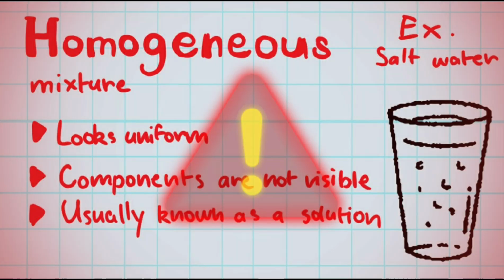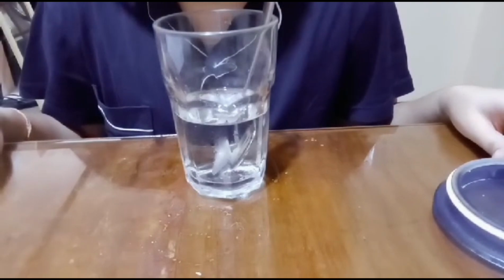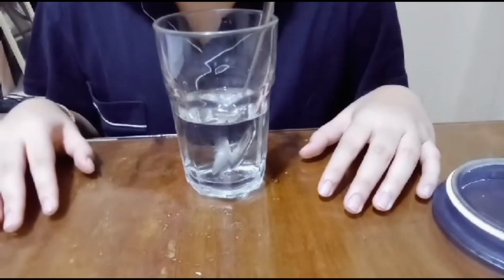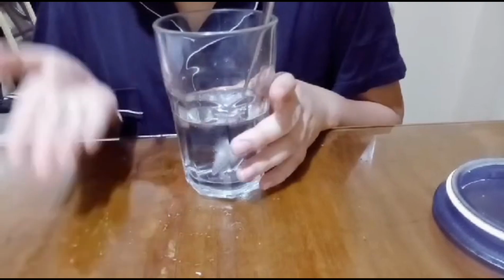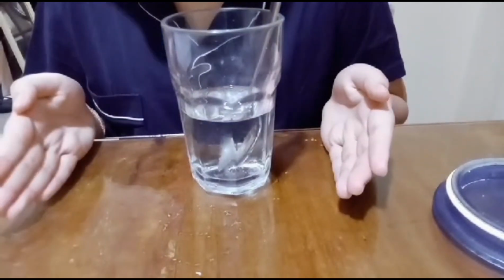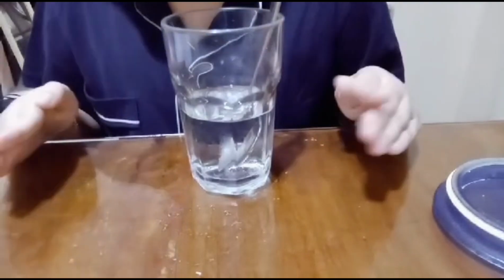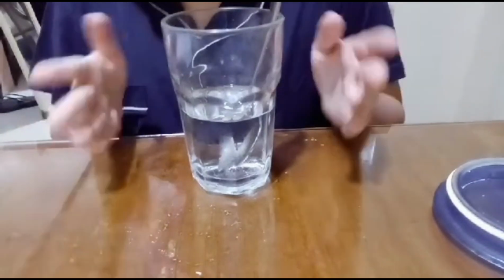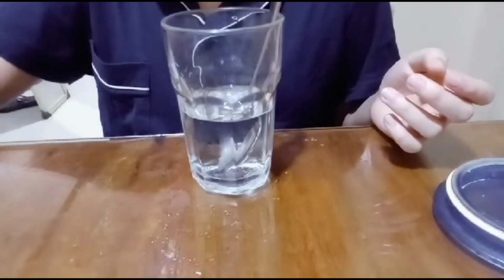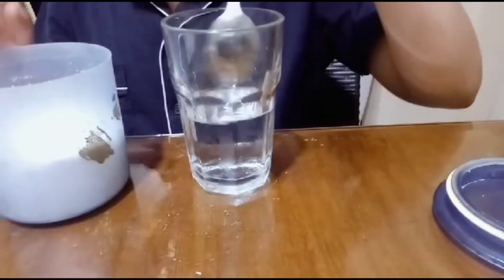First, let's talk about a homogeneous mixture. A homogeneous mixture is when substances are mixed evenly, so it looks like only one substance. It is also uniform, components are not visible, and usually known as a solution. You cannot see the different parts because they are fully combined.